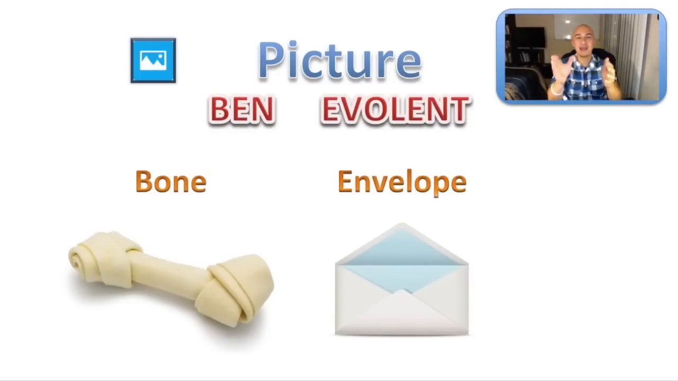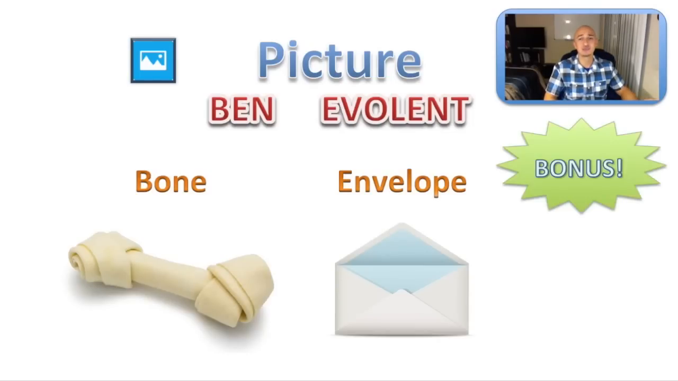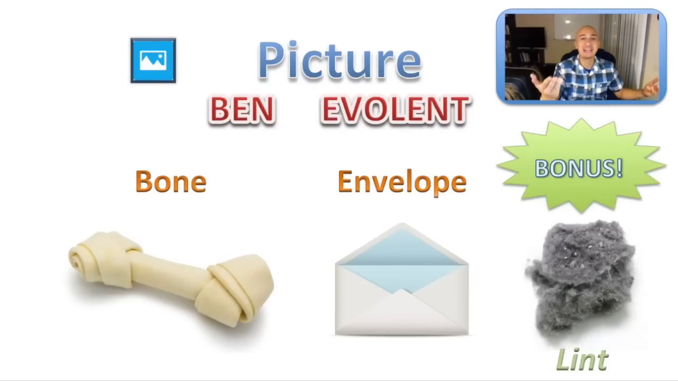So we take benevolent, we split it up. So we have a picture for Ben, in this case it's a bone, and envelope. You gotta think to yourself, okay, what does that remind me of, right? The first thing that popped into my mind is envelope. So we have bone and an envelope. Now, if you want to, say, add an extra little trigger to really help you with the spelling of this, maybe you might throw in lint, right? So as a bonus, you might throw in lint in the envelope to help you memorize this word.